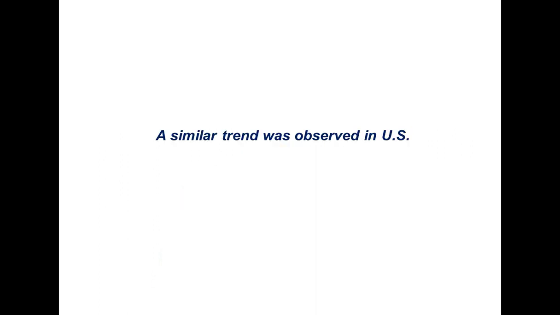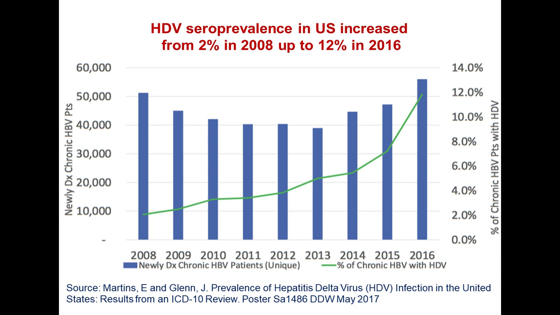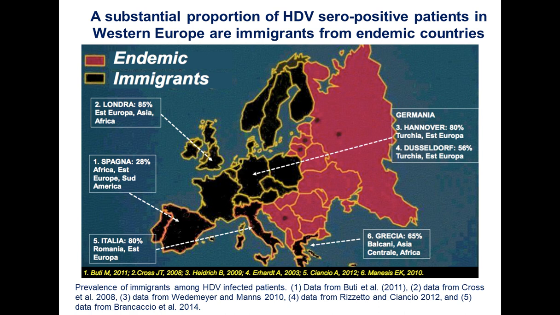A similar trend was observed in the US. In particular, different studies have shown that HDV seroprevalence increased from 2% in 2008 up to 12% of patients with a chronic HBV infection in 2016. The stability or the increase of HDV seroprevalence can be mainly explained by immigration from endemic countries.